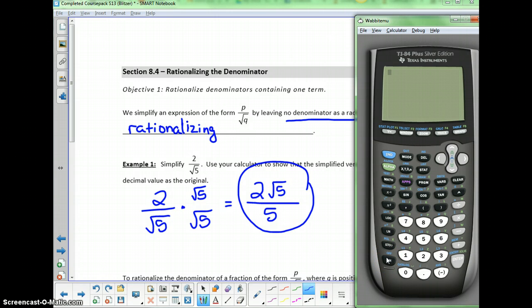The decimal value of the original would have been 2 divided by the square root of 5. Okay, so 0.8944. And the new version is 2 times the square root of 5, my over arrow key, divided by 5. Same decimal value. Okay, so they are the exact same, it's just that one has been rationalized.